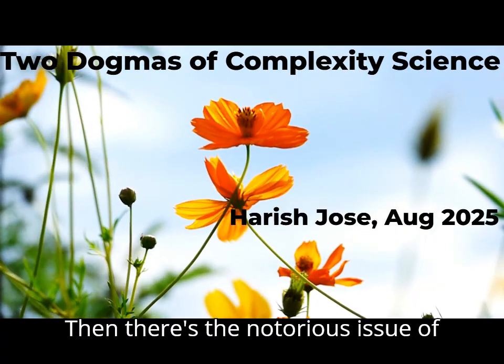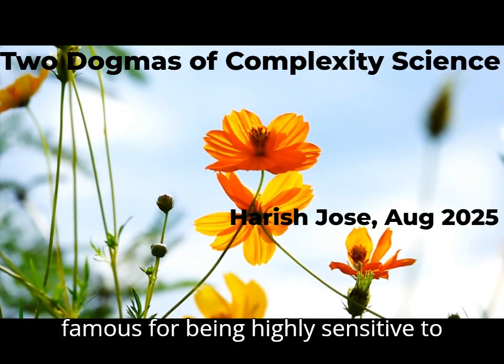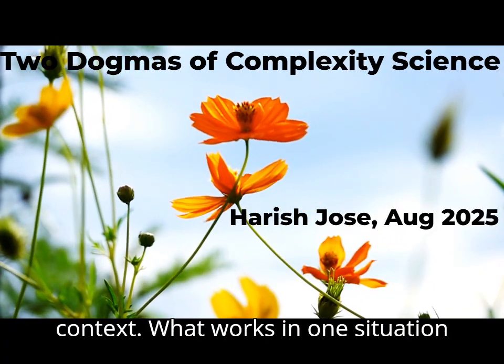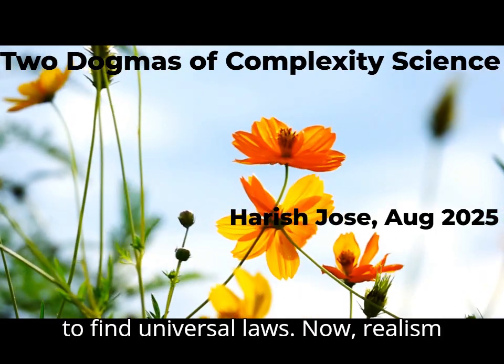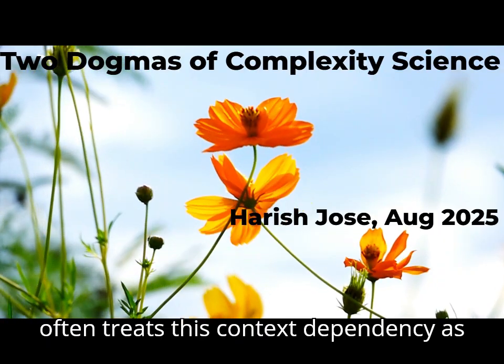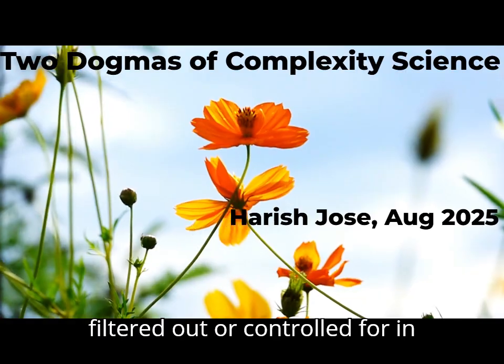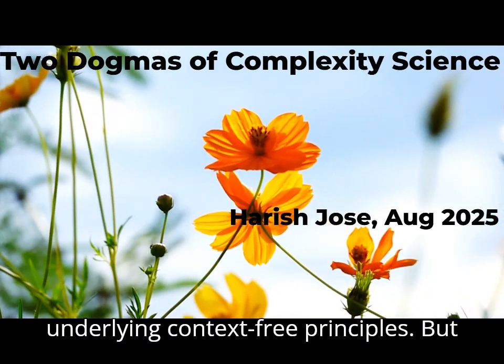What else? Then there's the notorious issue of context dependency. Complexity is famous for being highly sensitive to context. What works in one situation falls flat in another. Right. It's hard to find universal laws. Now, realism often treats this context dependency as noise, something messy that needs to be filtered out or controlled for in experiments so we can get to the underlying context-free principles.